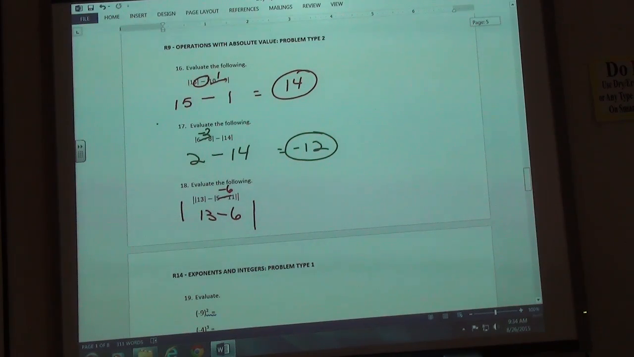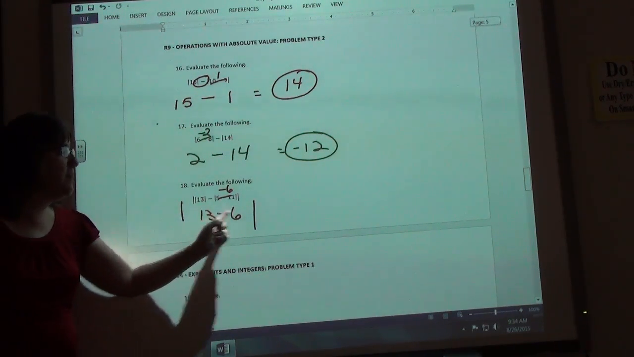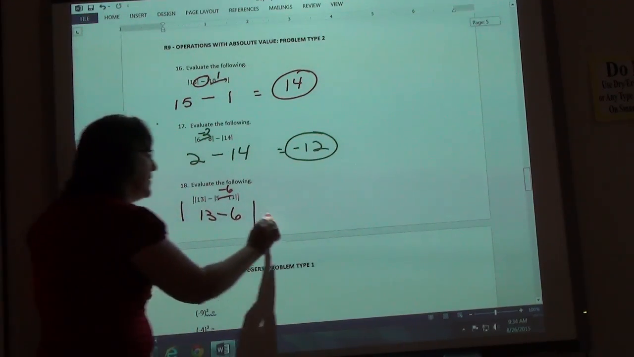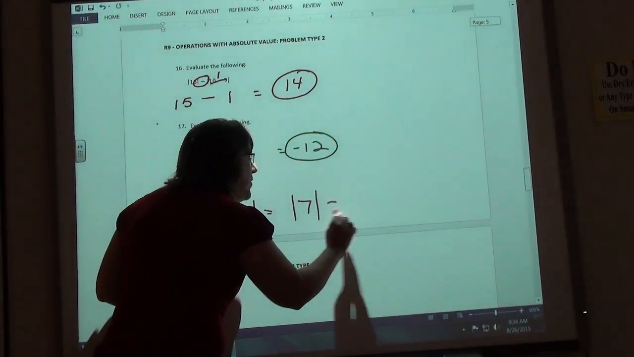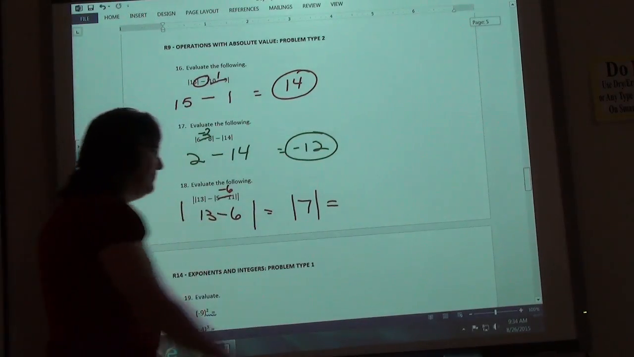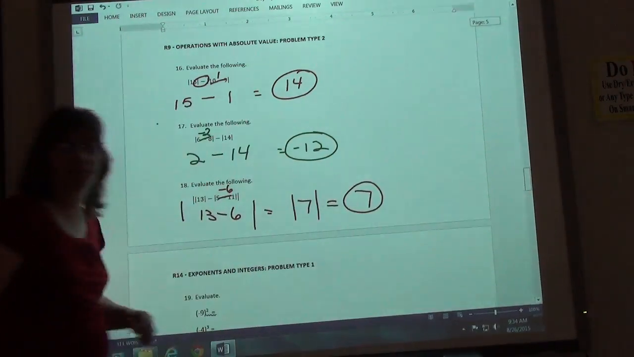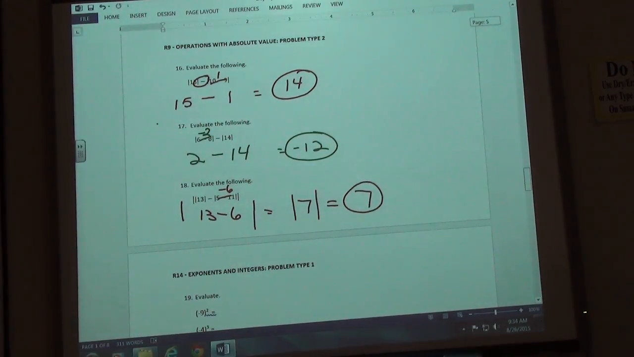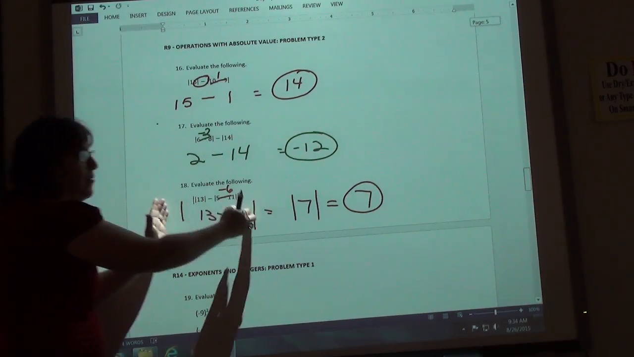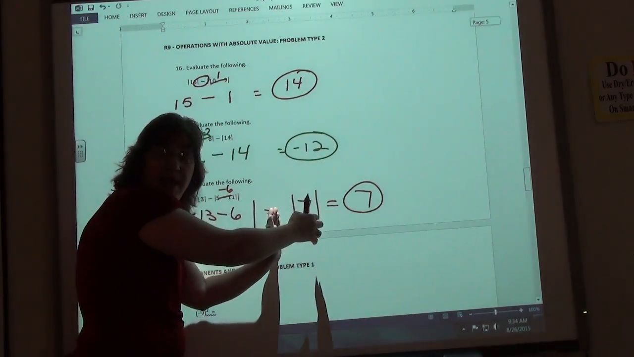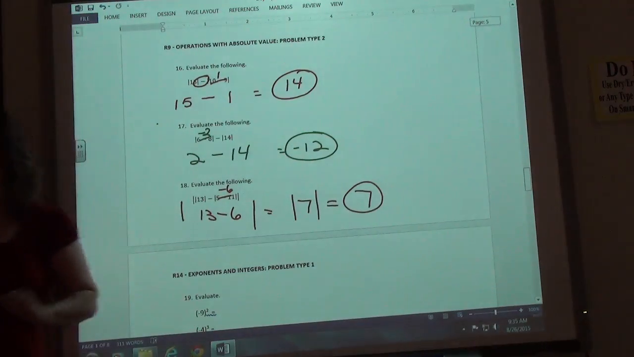So now that problem looks kind of like the very beginning where I had the things inside my absolute value. 13 minus 6 is 7. We have the absolute value of 7, which in this case still is 7. But if I have those extra absolute value bars on the outside, I have to remember if it would have been a negative that I would change it to a positive at the end, right?